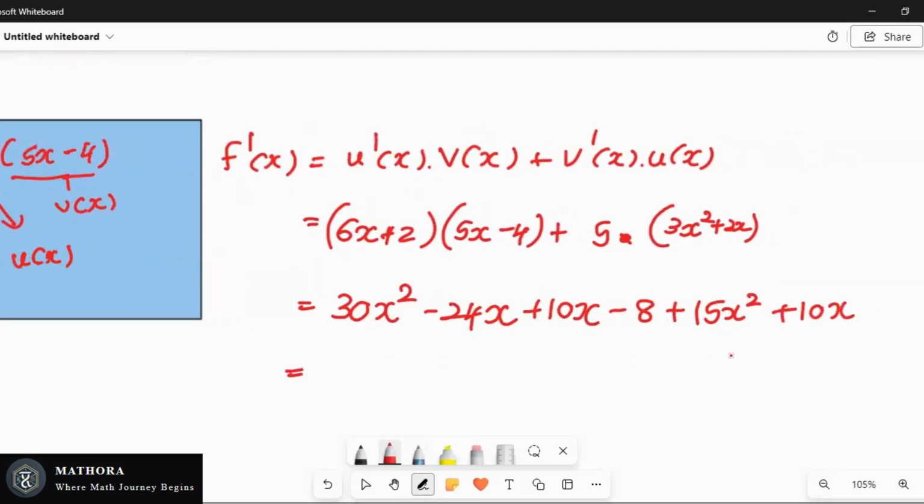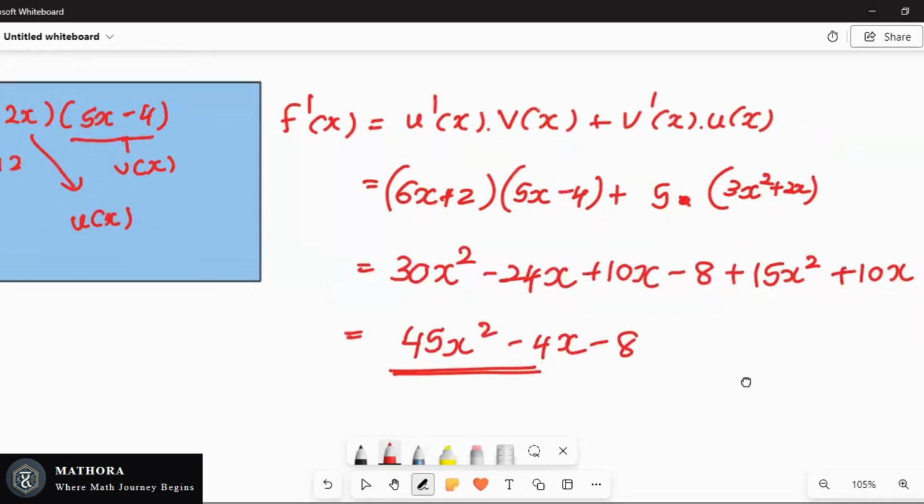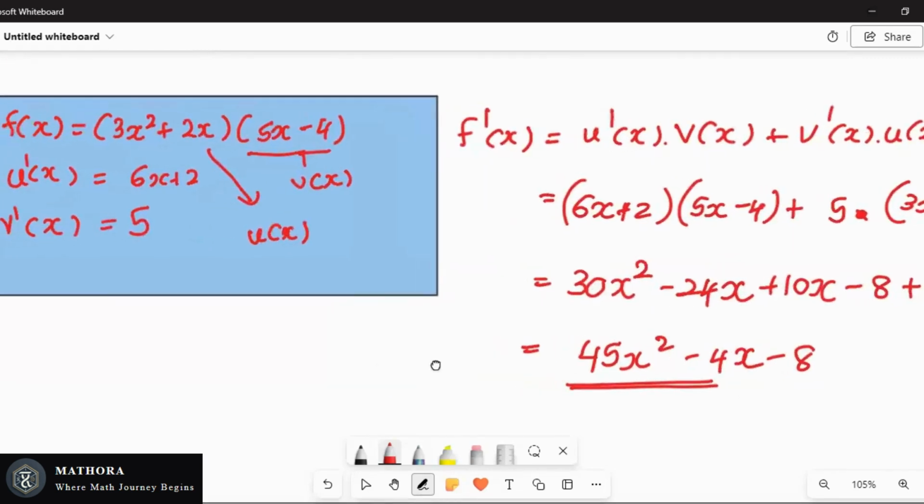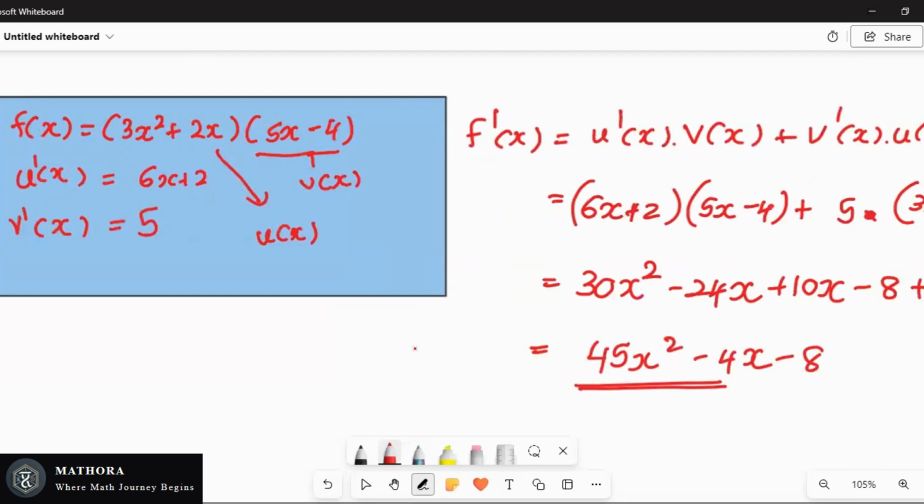So the final answer will be 30x squared plus 15x squared, that means 45x squared. And again here 10x plus 10x is 20x, and here we have negative 24x. That means negative 4x, minus 8. So this is the answer for our formula. That means the derivative of 3x to the power of 2 plus 2x, times 5x minus 4, is 45x to the power of 2 minus 4x minus 8.